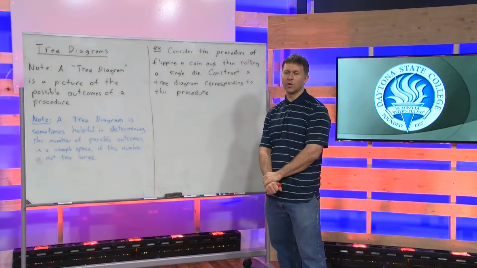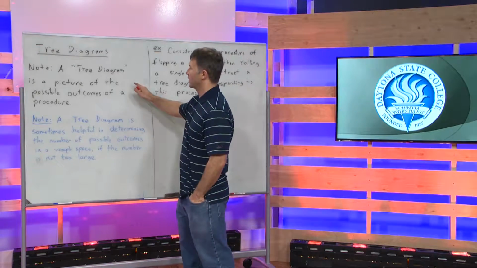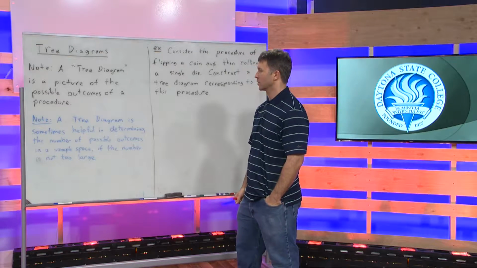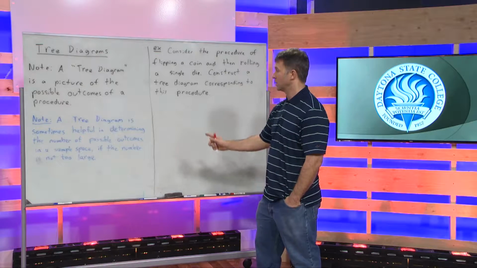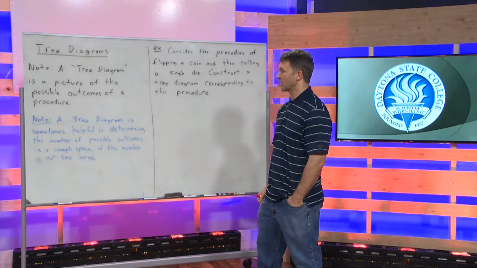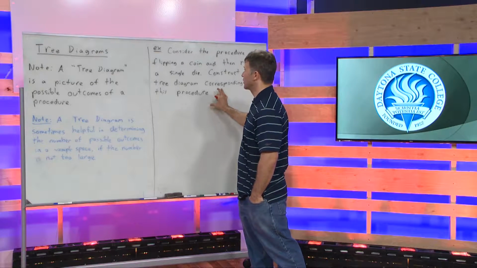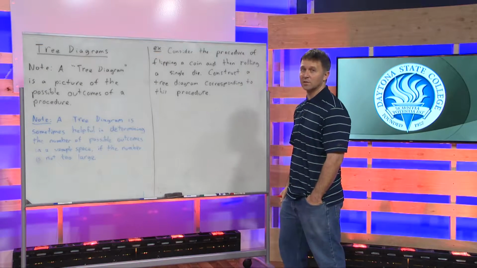Okay, in this example, we're talking about tree diagrams. A tree diagram is a picture of the possible outcomes of a procedure. And a tree diagram is sometimes helpful in determining the number of possible outcomes in a sample space if the number is not too large. For this particular example, the number will not be too large, so we're going to construct a tree diagram.